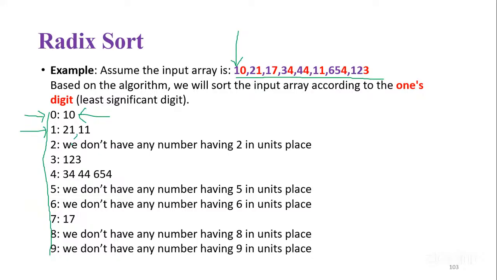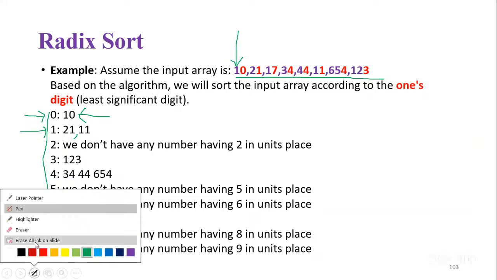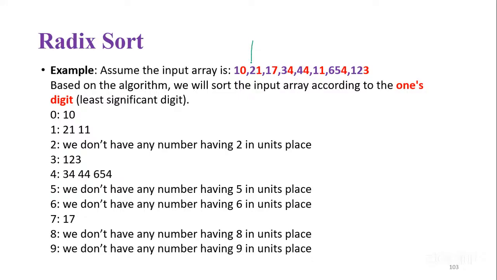Now, second row, 1. Write the number or numbers here in which you have 1 in the ones position, 1 in the units position. If you observe the given array, we have two numbers, 21 and 11. These two numbers have 1 in the ones digit or unit place, highlighted in red color. Right? So write 21, 11 in this way.